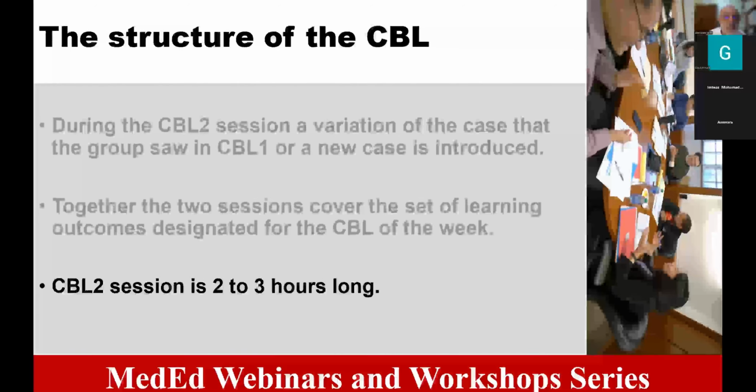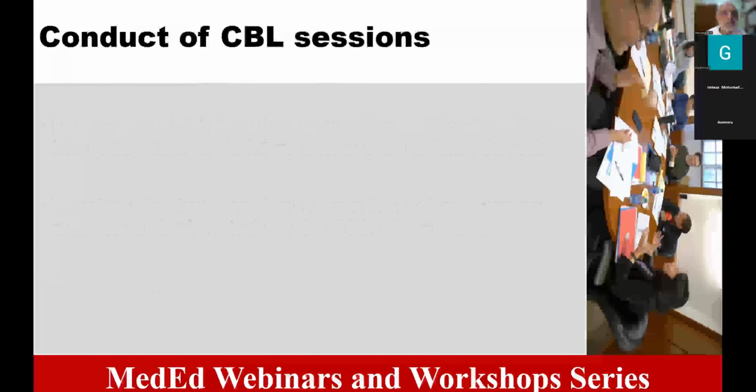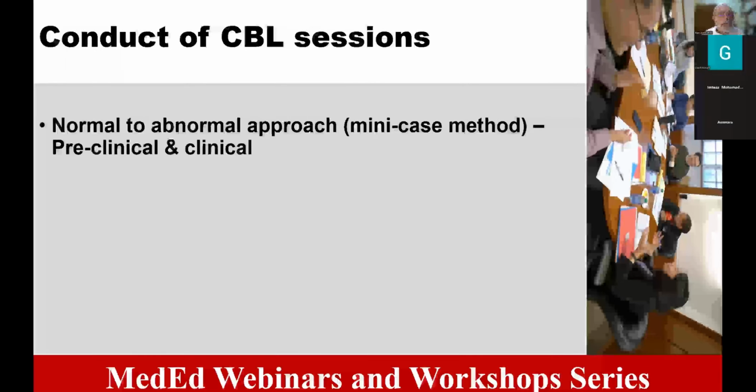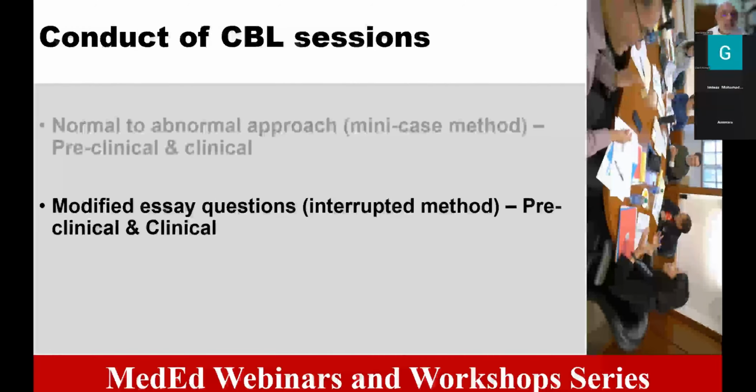This is just the logistics, and the CBL2 session can be 2 to 3 hours long. Now, there are 3 approaches to conduct a CBL session. One is the normal to abnormal approach or mini case method, mainly used for preclinical, can also be used for clinical. Second is the modified essay question, which is an interrupted method, meaning the information is provided sequentially, both for preclinical and clinical.